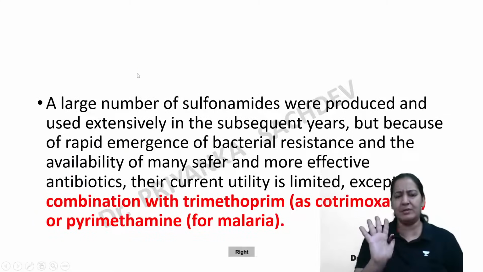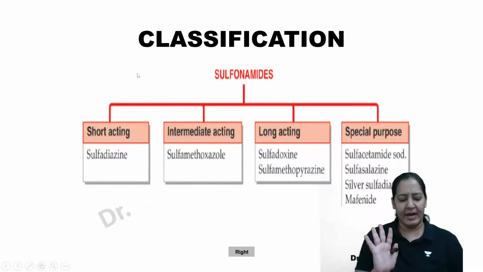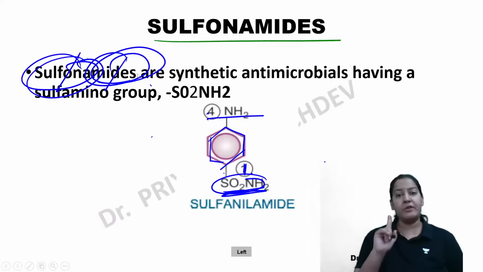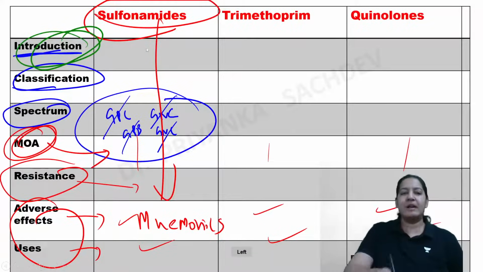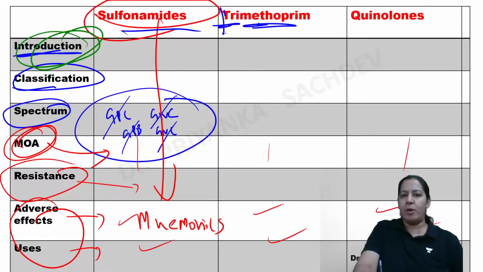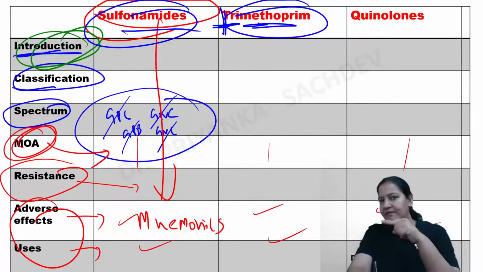You don't have to learn the full structure. That is the thing. Now, in the introduction, write one more unique feature. We never give sulfonamide alone in a patient. We always give sulfonamide with trimethoprim. These two are given in combination. Neither is given alone.